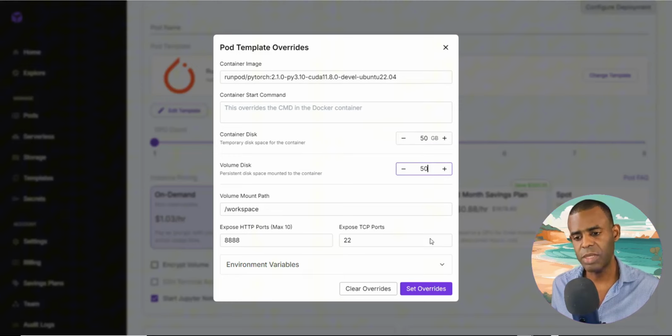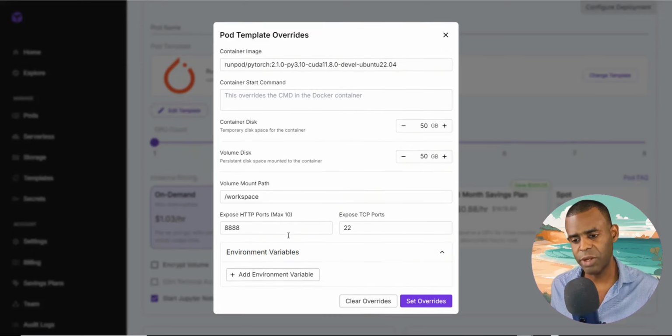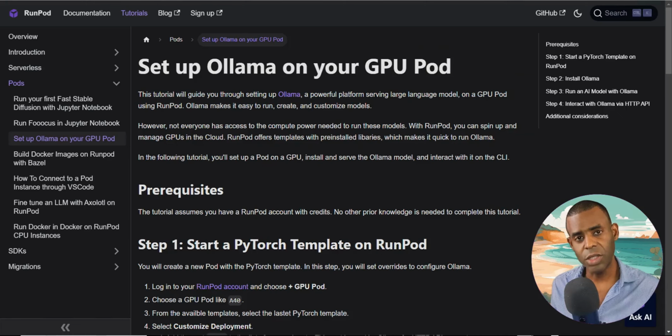And then we're going to expose the port that Ollama uses, which is 11434. And then we're also going to add some environment variables so that we can establish a port. All of these instructions are on a tutorial page on RunPod, so I'll include that in the links. It's very straightforward, and it gives you access to a very powerful GPU that you can use to test this model.